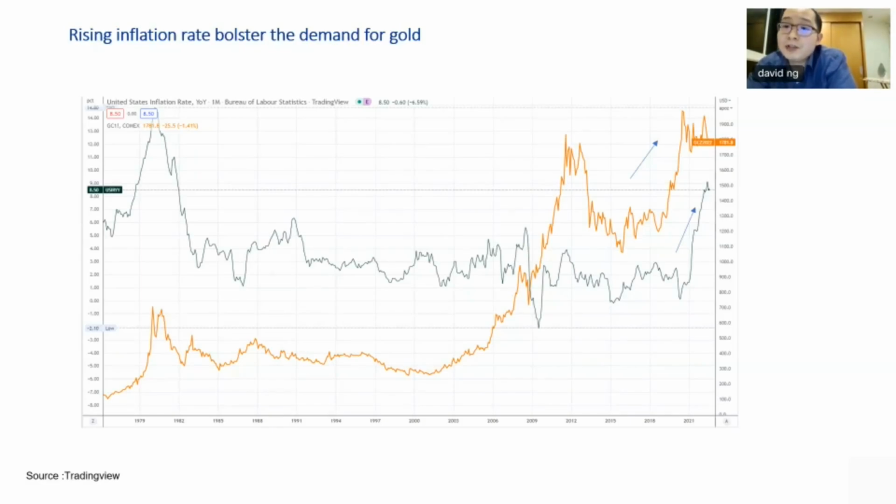As long as inflation stays above a certain level, in general I think gold tends to find a bit of support, especially with this kind of environment. So based on historical relationship, this is something that we can fall back to, especially when you're looking into the gold market.